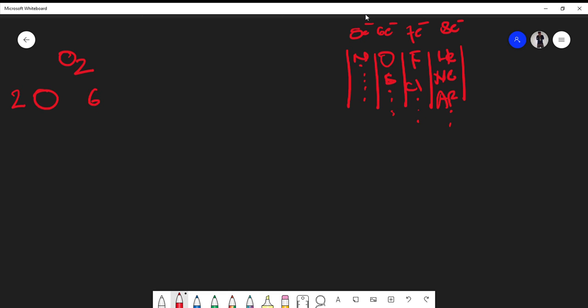So in this case, oxygen will give me 6 valence electrons. Now I'm going to count the total number of electrons I have. I have 6 valence electrons for an oxygen atom, but remember I have 2, so this becomes 2 times 6, which is 12 electrons. That means I have 12 total electrons that I have to place.